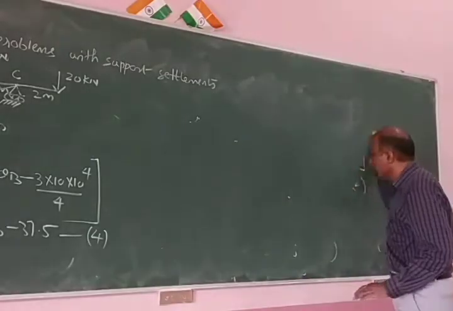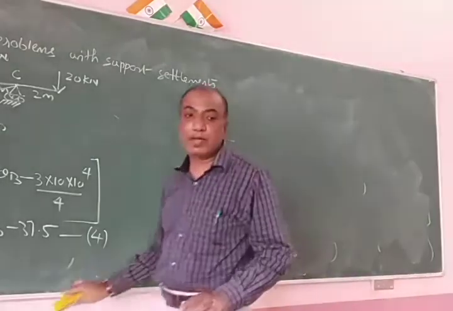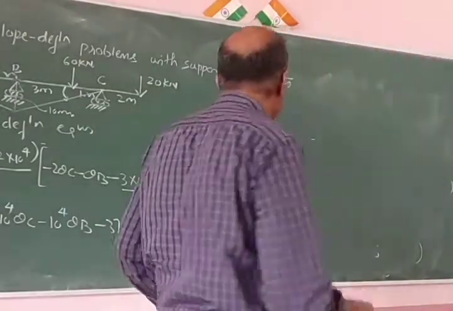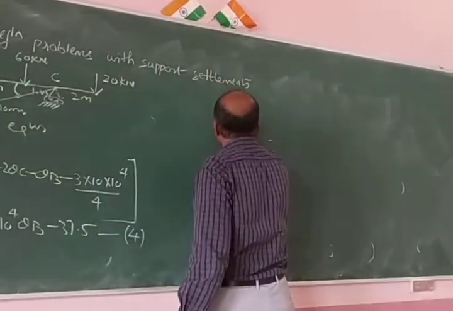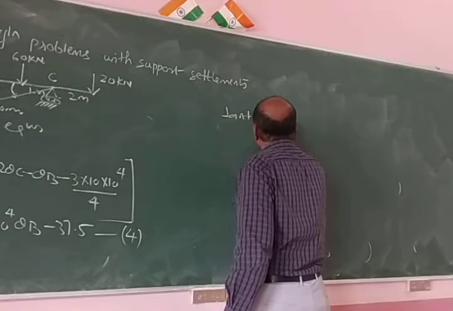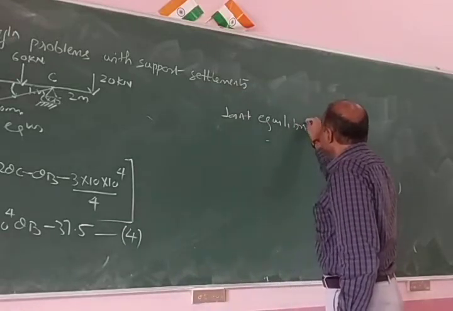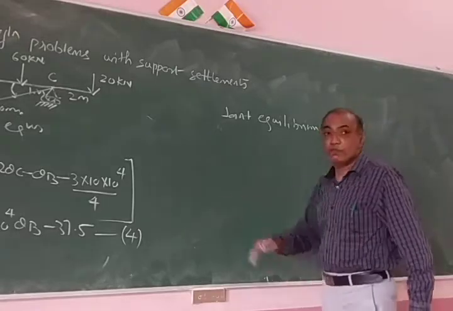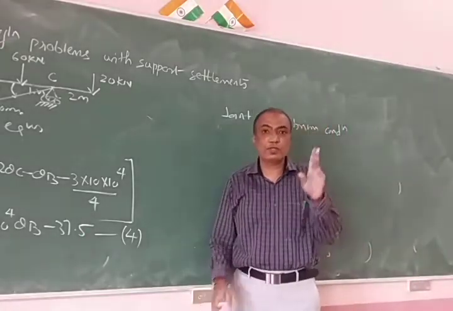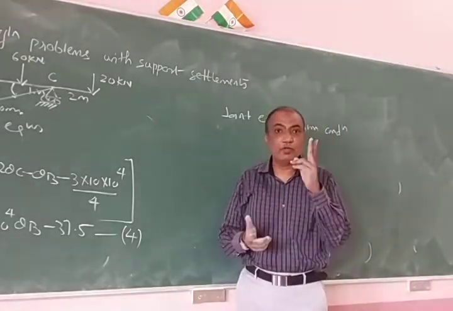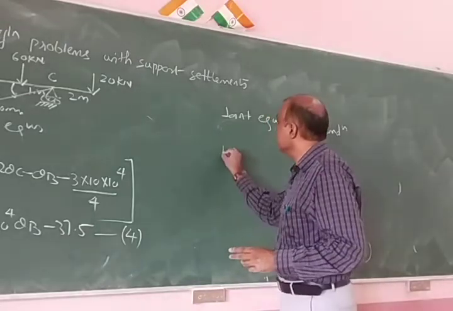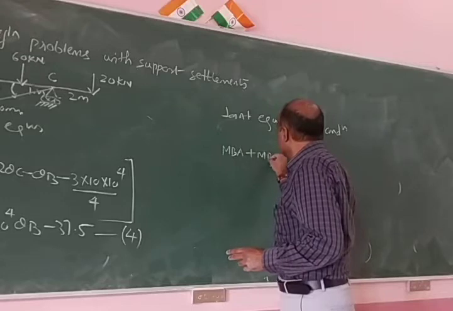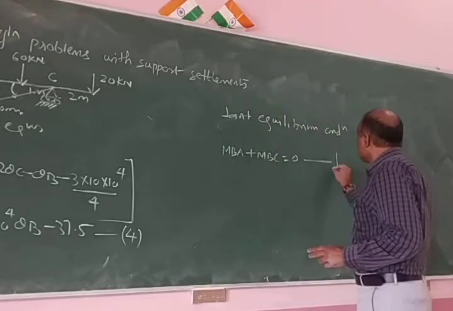What are these? Now we have to write boundary conditions or joint equilibrium conditions. I will quickly write joint equilibrium conditions. How many unknowns? If you look at all these four equations, there are two unknowns, theta b and theta c. So we need two equations. First equation is, you know already, at B, MBA plus MBC equal to 0. This is my first joint equilibrium condition.